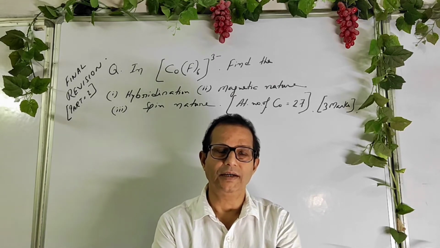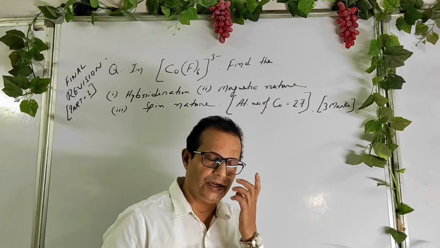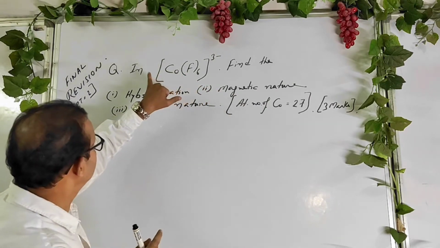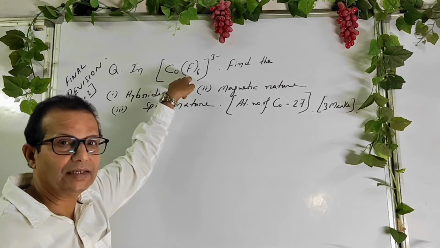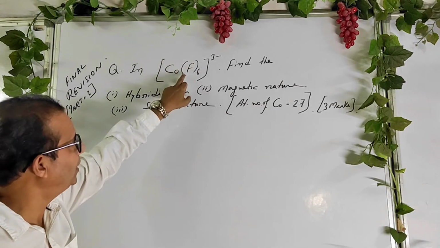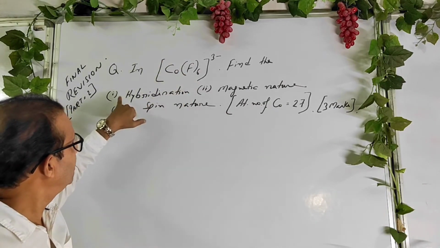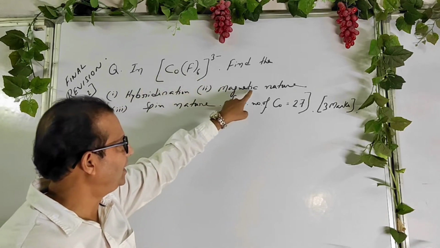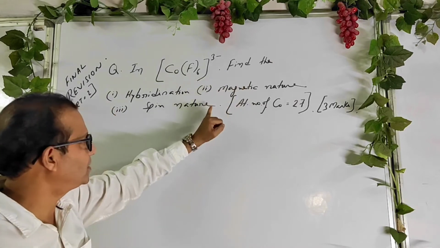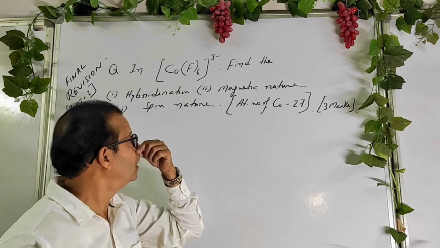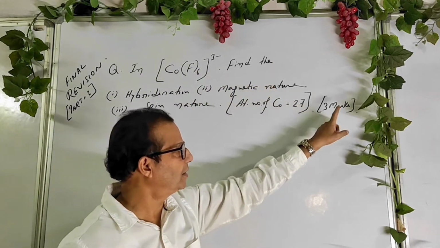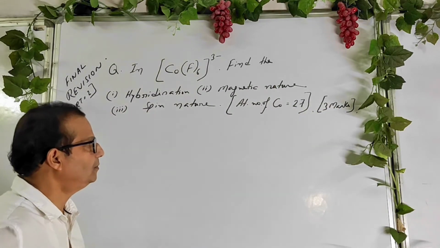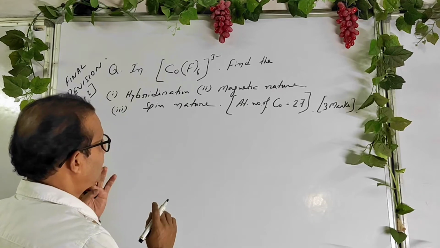So let's start. Now see the question. This is a very important question for this year. One complex is given, any complex. Find the hybridization, magnetic nature and spin nature of the complex ion. It carries 3 marks. So see the answer, how to do it.